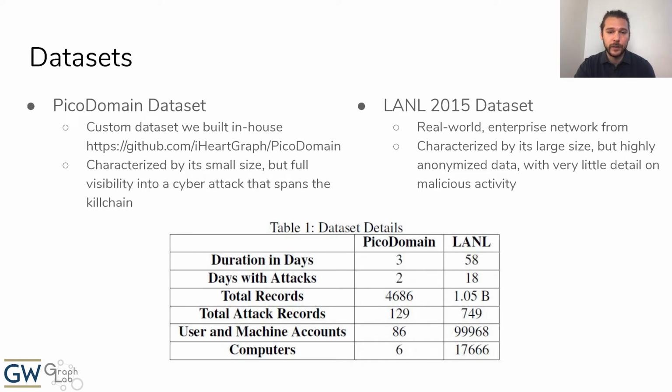This dataset is characterized by its very large scale, but highly anonymized data with little to no details on the actual events of the malicious activity. The table at the bottom provides high-level statistics for each dataset. The difference in scale is very evident here, with LANL having over 1 billion total records compared to less than 5,000 in Pico domain. Similarly, the Pico domain has less than 100 unique user accounts, machine accounts, and computers combined, compared to over 100,000 in LANL.